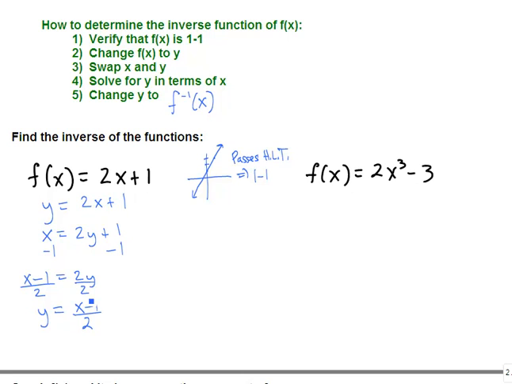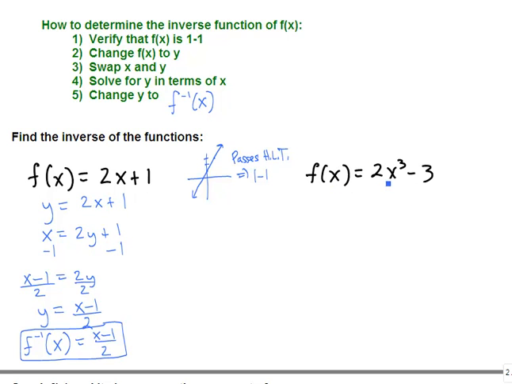And the very last thing you do is you label it with correct inverse function notation. So since the name of our function was f, then this new answer we got is going to be f inverse. So f with that little minus 1, and its rule is x minus 1 all divided by 2. Okay? So let's try that again over here.